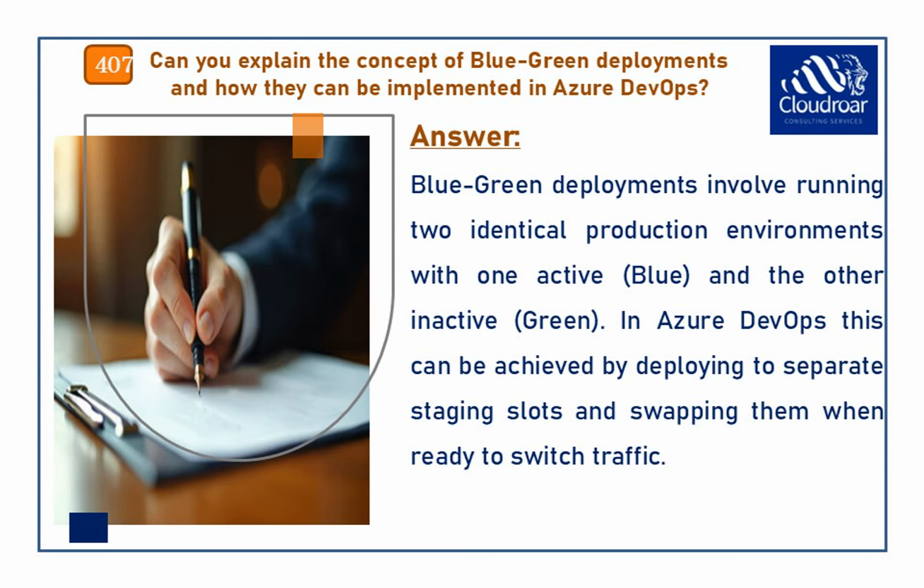Question 407. Can you explain the concept of blue-green deployments and how they can be implemented in Azure DevOps? Blue-green deployments involve running two identical production environments, with one active, blue, and the other inactive, green. In Azure DevOps, this can be achieved by deploying to separate staging slots and swapping them when ready to switch traffic.